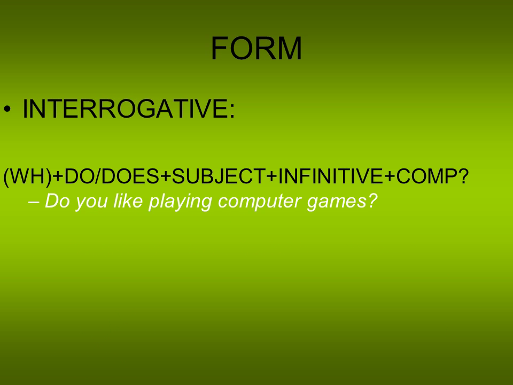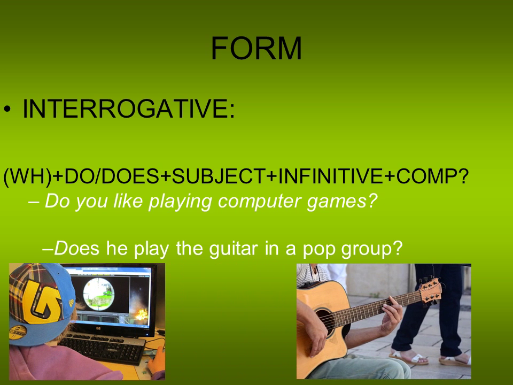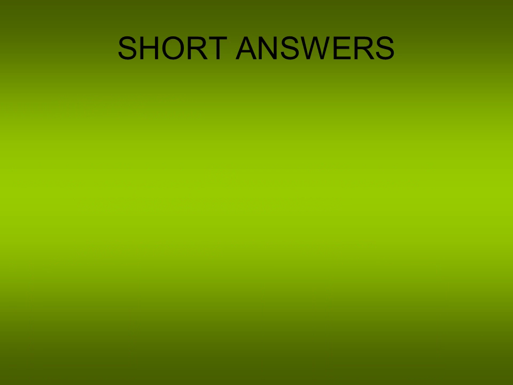In the interrogative, we will use a WH pronoun if we want to. What we are always going to have to use is do or does at the beginning, then the subject, the infinitive, and then the complements. As in, do you like playing computer games, or does he play the guitar in a pop group?